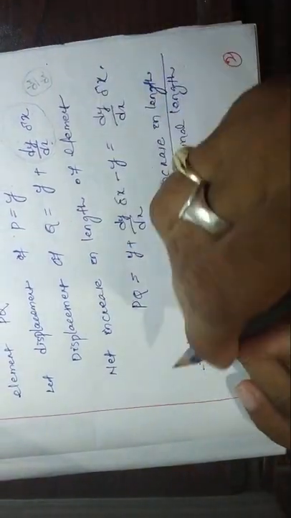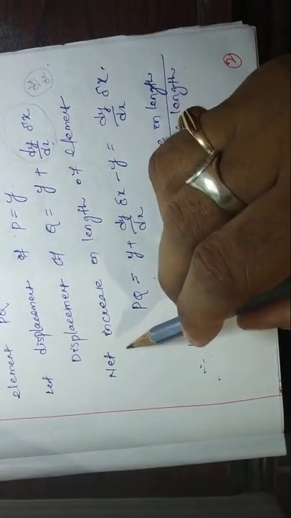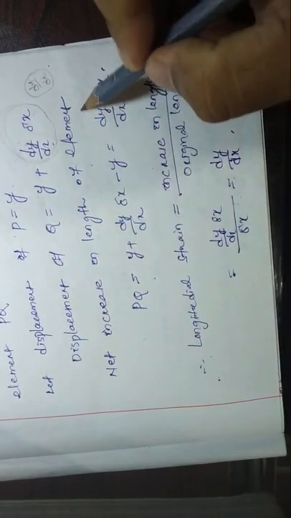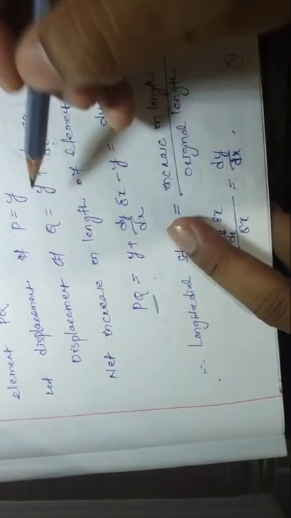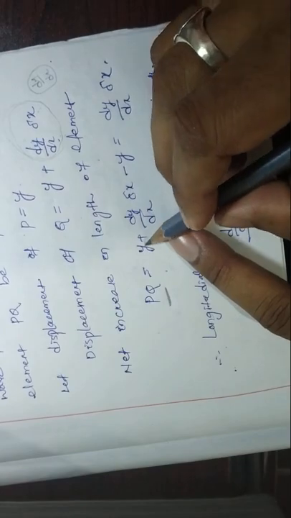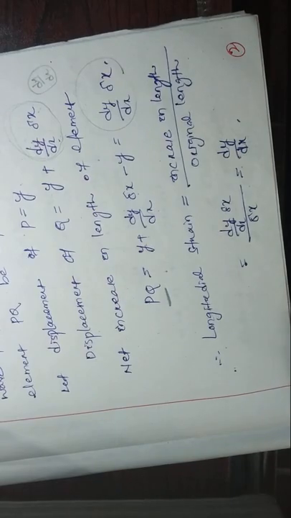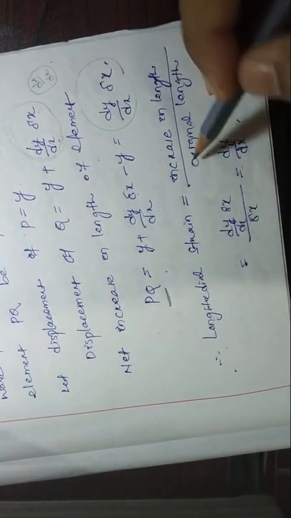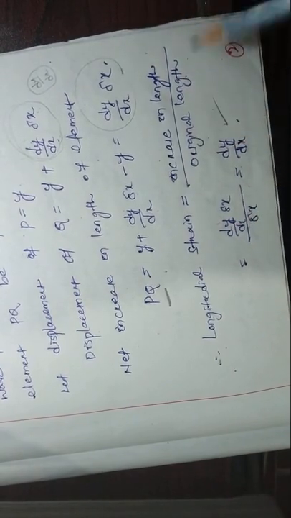So increasing length of pq is the net increasing length of the element pq. The net increasing length of pq will be the displacement: the final length is y plus dy by dx delta x, minus y. This will be the increase in length. Now longitudinal strain is nothing but the increase in length by the original length, that is dy by dx delta x by delta x, which is dy by dx. This is called the longitudinal strain.